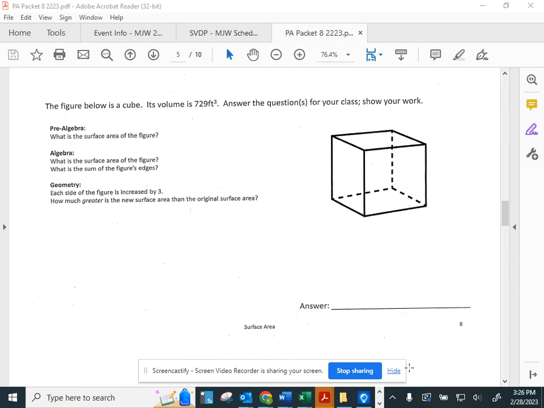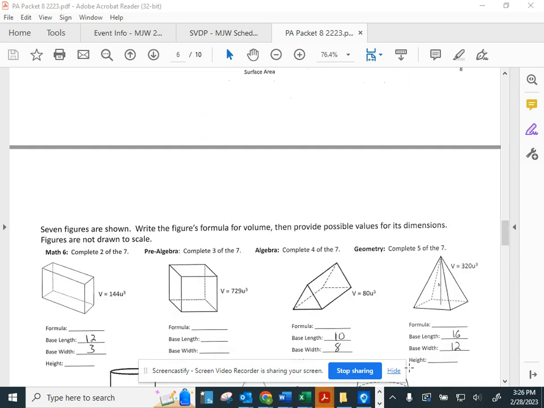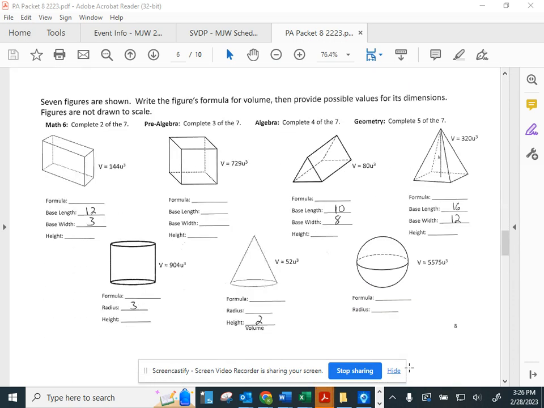So let's turn to our next page. And we see we have lots of those figures that we need to find the volume for.